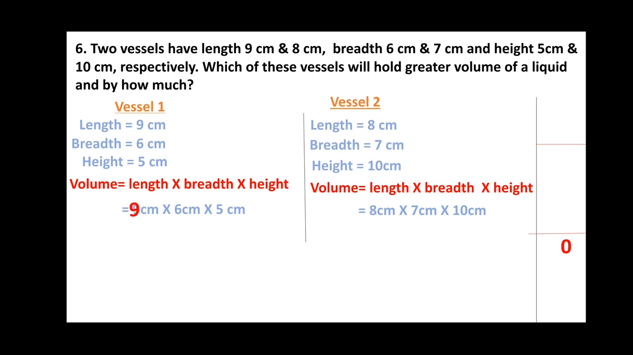Now let us do the calculation part of vessel 1. We know that 9 6s are 54 and 54 multiplied with 5. We know 5 4s are 20. We will write 0 here, 2 we will write here. 5 5s are 25. 25 plus 2 is 27. So we will write it here. And the unit is centimeter into centimeter into centimeter, that is centimeter cube. So now let us do the calculation part of vessel 2.